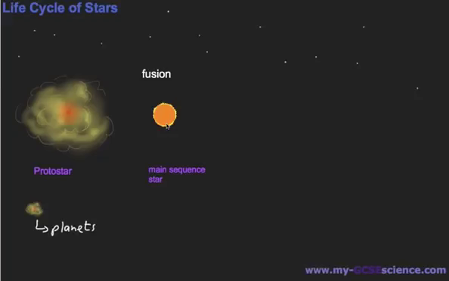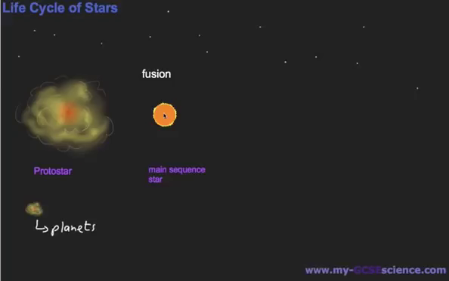Now what's happened is that the gravity has increased so much within this star that the vast amounts of hydrogen that are in there are able to actually fuse together because of that large gravity and the large temperatures that have been achieved, and this process of fusion happens. And this is during the main sequence of the star.